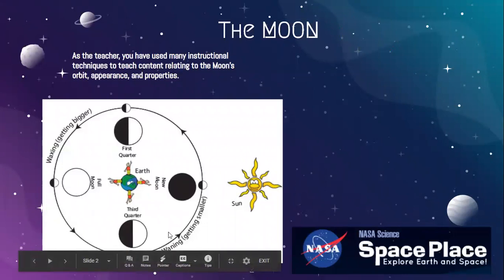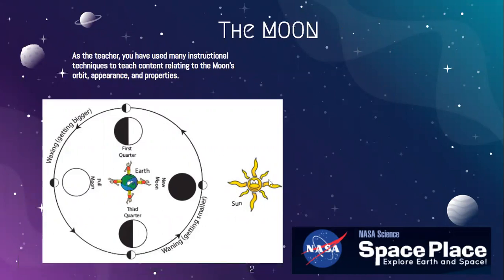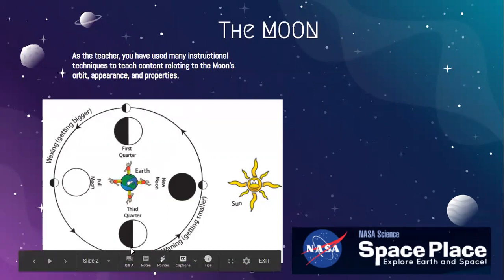And so its position in this orbit creates a different angle in which the sun, the moon, and the earth are aligned. And so the reflection of light that originates from the sun that bounces or reflects off of the moon is then visible to an observer on Earth. And so depending on the moon's position, we see that light reflecting off the moon in different ways.